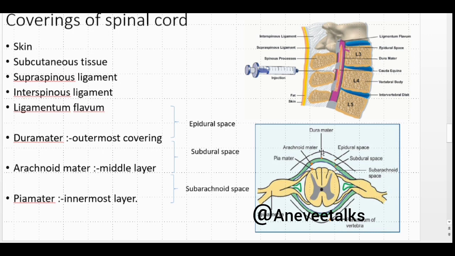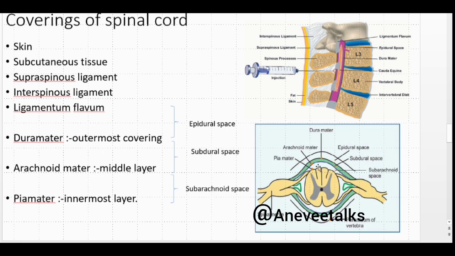In between the three meninges, we have some spaces. If the space is between the pia mater and the arachnoid mater, that space is called the subarachnoid space. This is the space where CSF is present. CSF means cerebrospinal fluid.